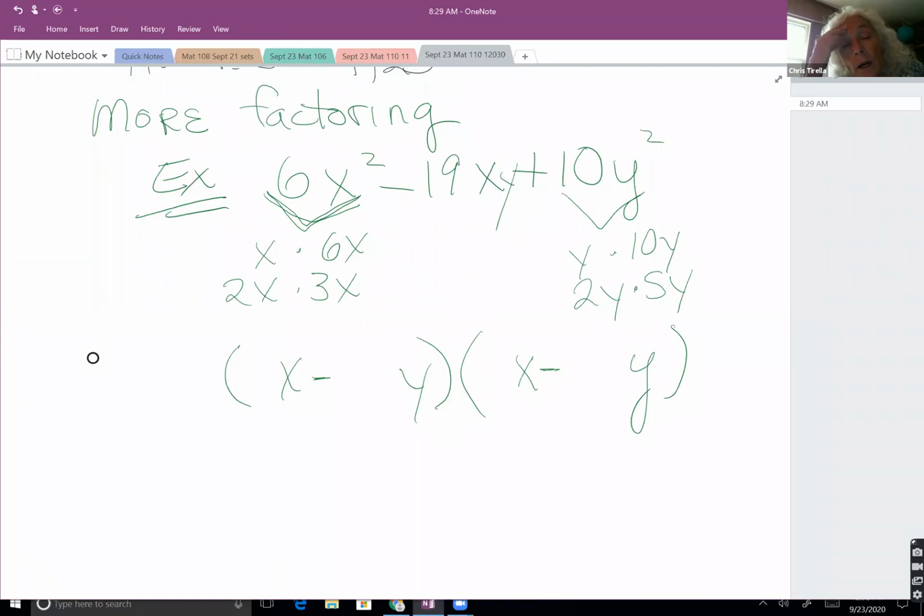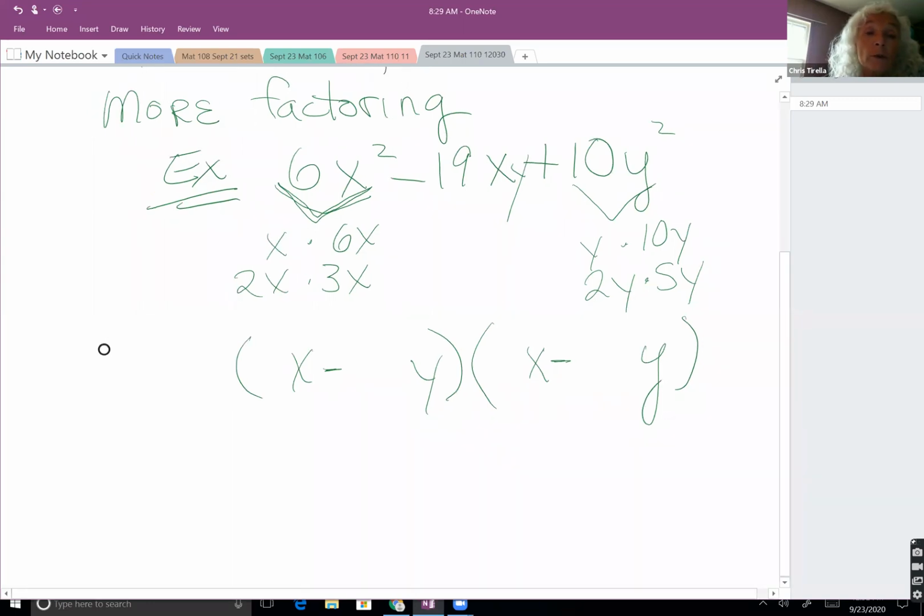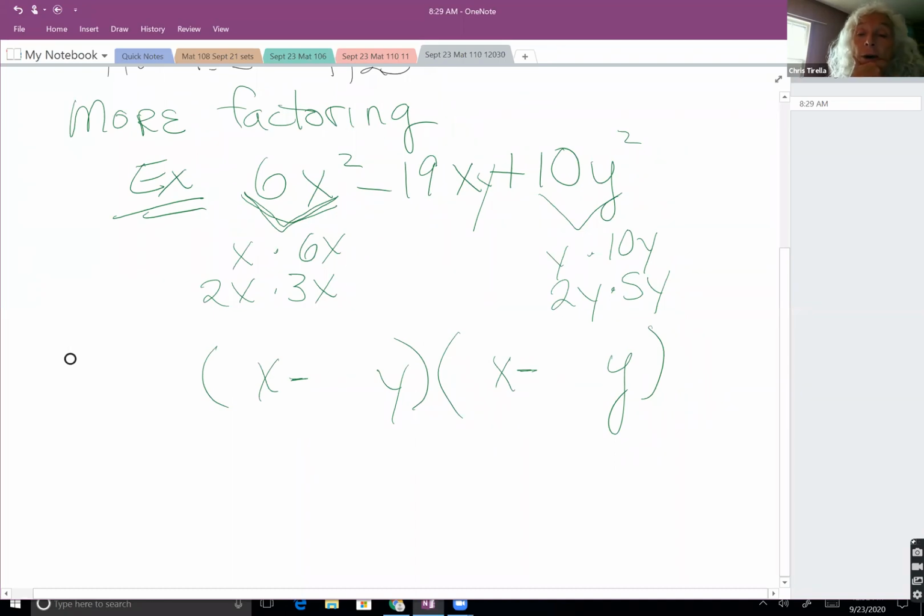Before we check by FOILing, we have to put in those coefficients. So we have to decide between the 1 and the 6 or the 2 and the 3. And we have to decide between the 1 and the 10 or the 2 and the 5. And when I make that decision, that's where I start playing around with the numbers in my head. Is there any way I can pair 1 and 6 with 1 and 10 to get 19? I don't think so. Is there any way I can pair the 1 and 6 multiplying by the 2 and the 5? Is there any way that'll give me a 19?